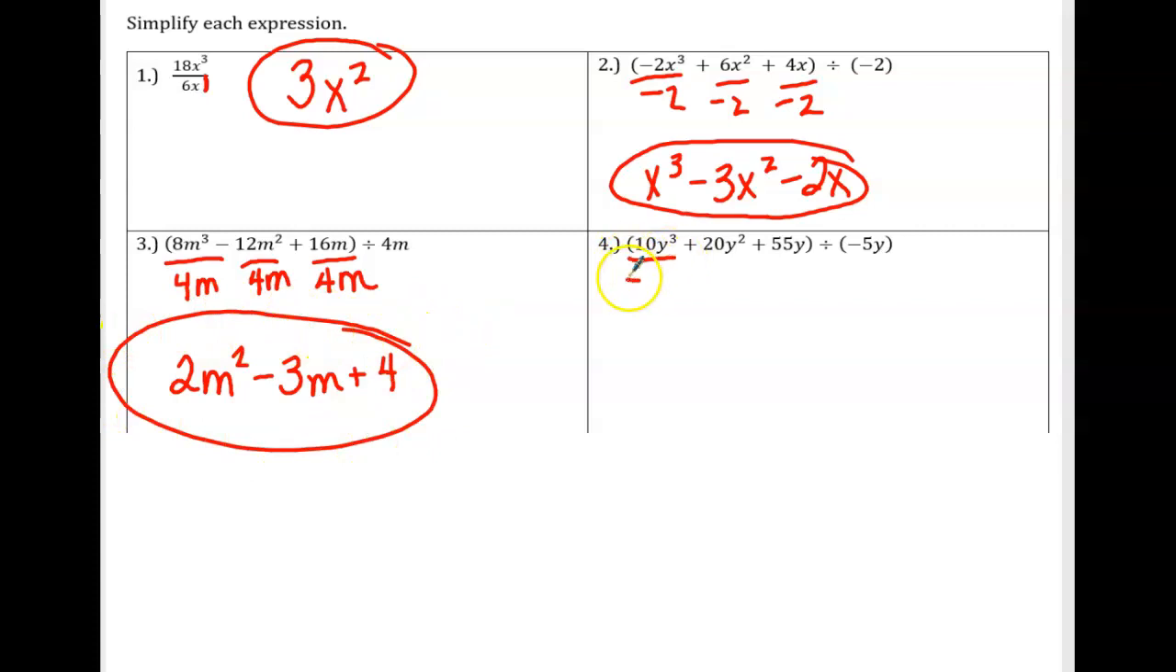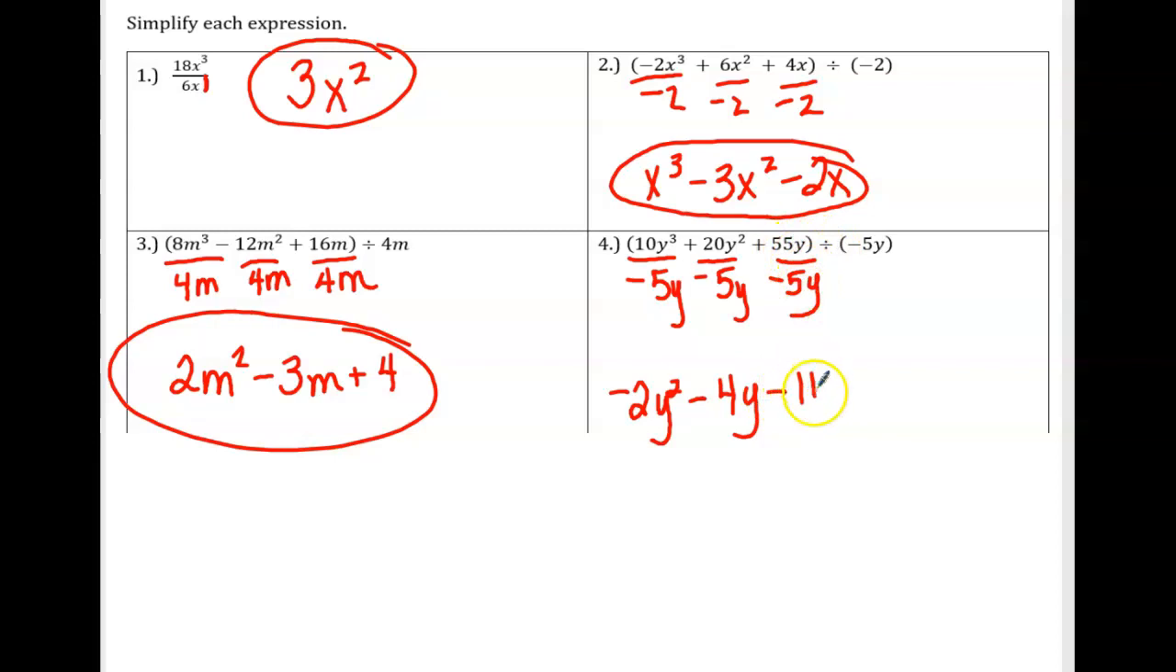Okay, so I'm just going to go ahead. We're dividing by -5y. All right, so with number 4, 10 divided by -5 is -2, and our y would be squared because 3 minus 1 is 2. 20 divided by -5 would be -4, and we would have a y, and 55 divided by -5 would be a -11.